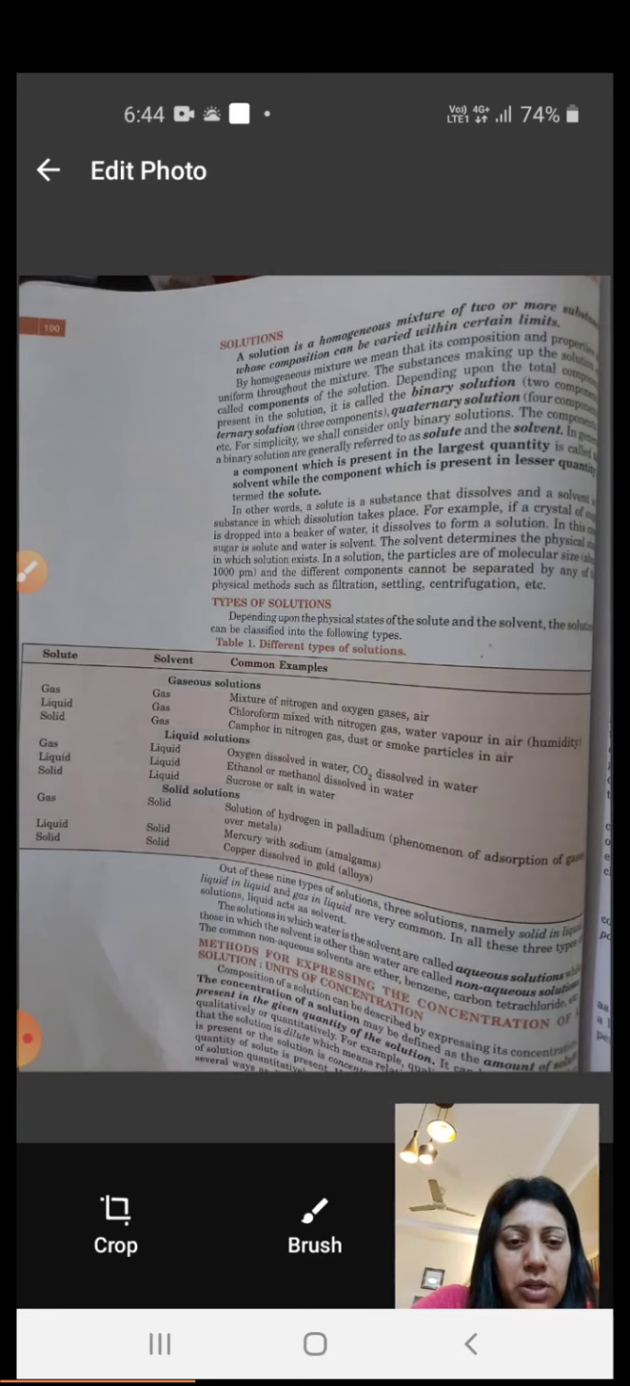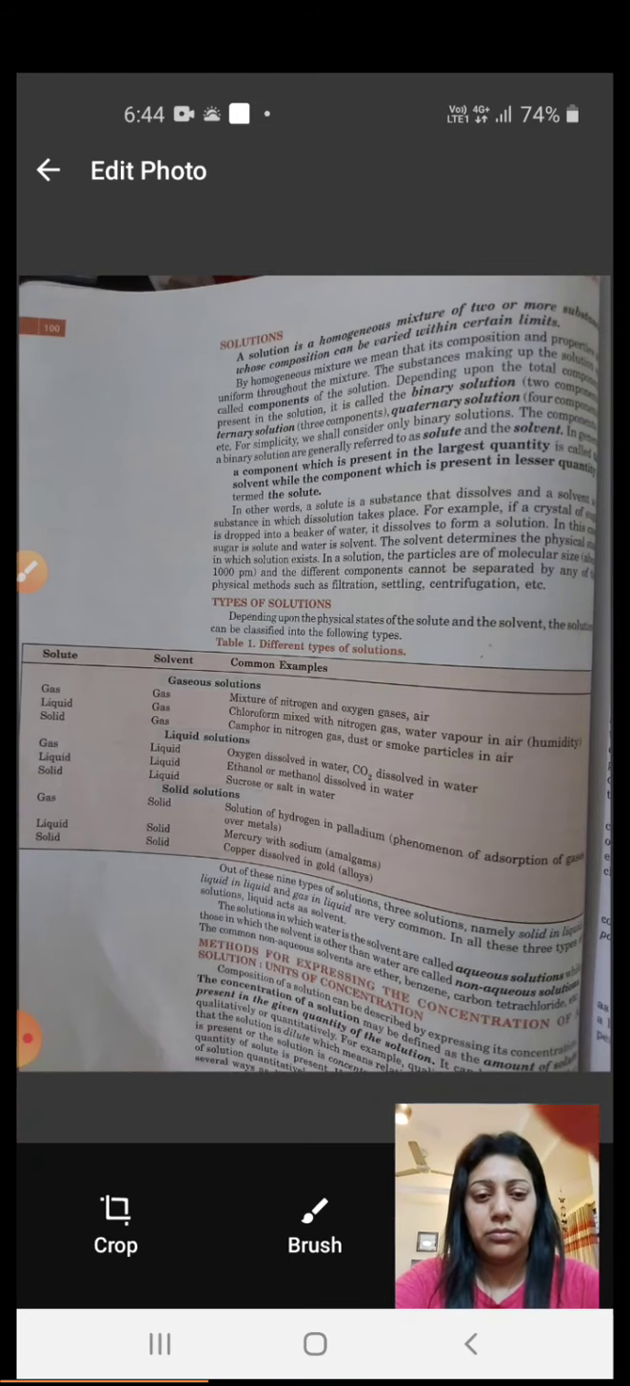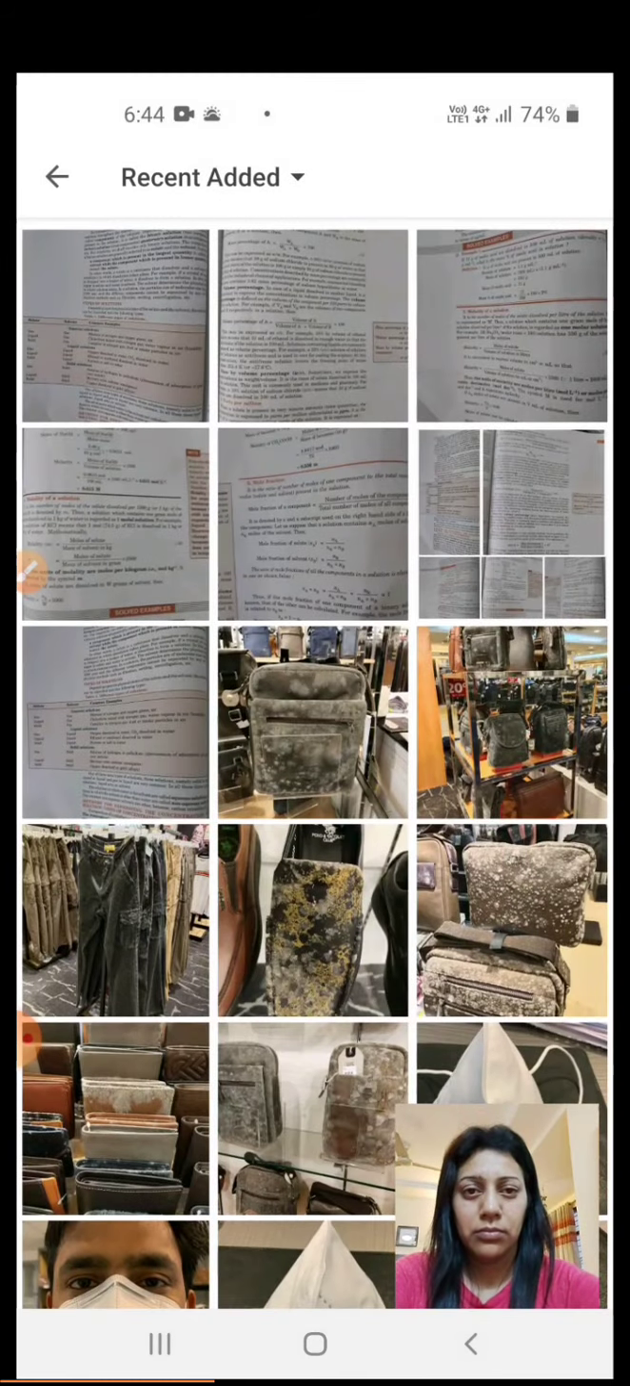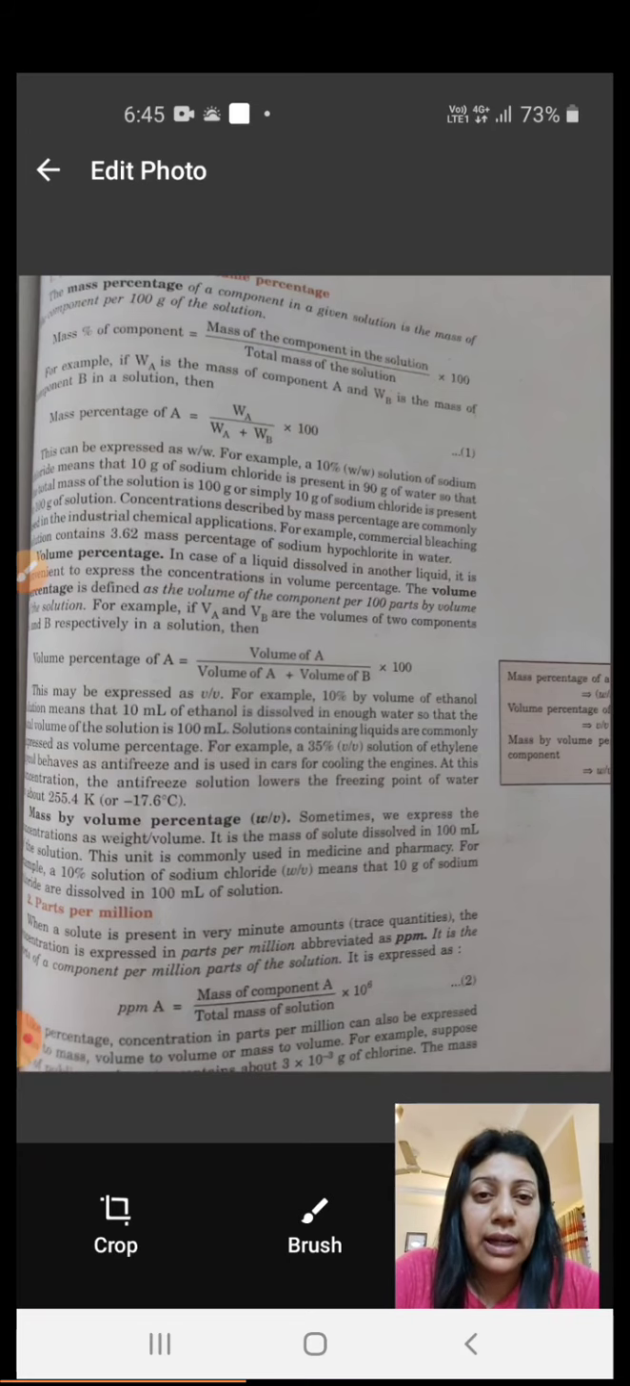Next one is methods for expressing the concentration of solutions. First one is mass percentage. Mass percent of a component in a given solution is the mass of the component per 100 grams of the solution. Mass percent of a component is the mass of the component upon total mass of the solution multiplied by 100. Like mass percent of A is equal to WA upon WA plus WB multiplied by 100.